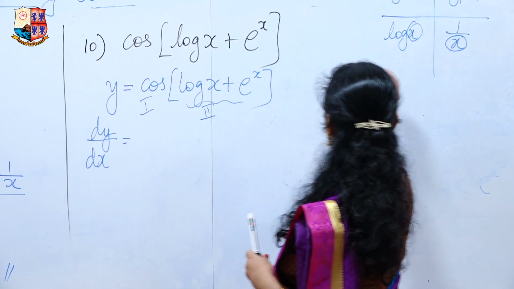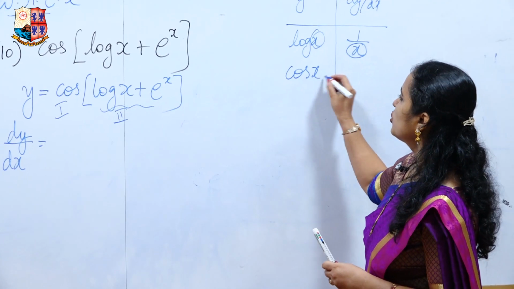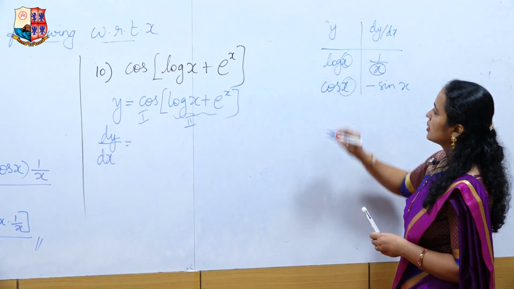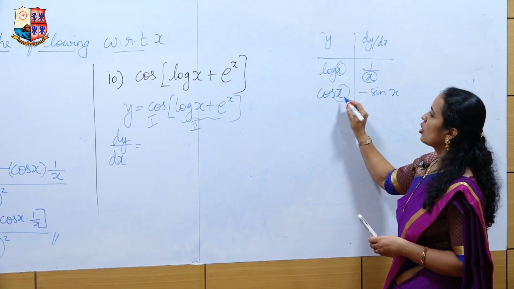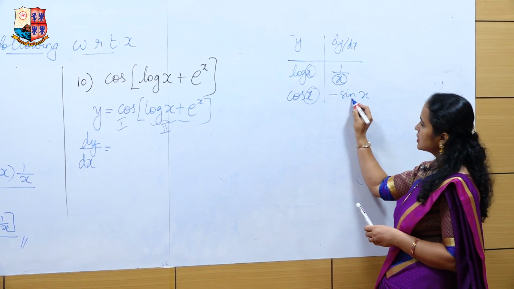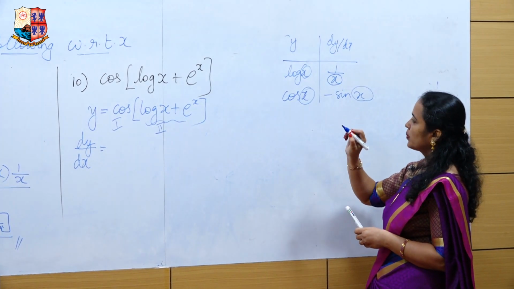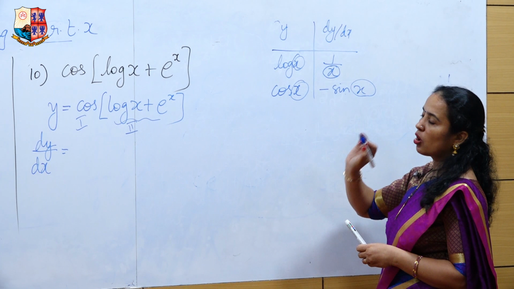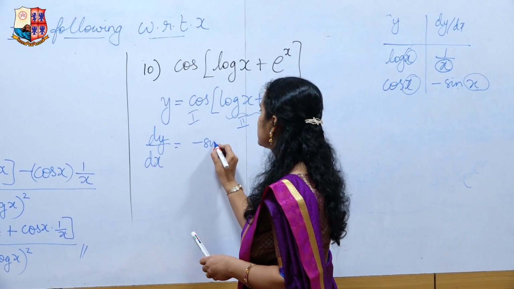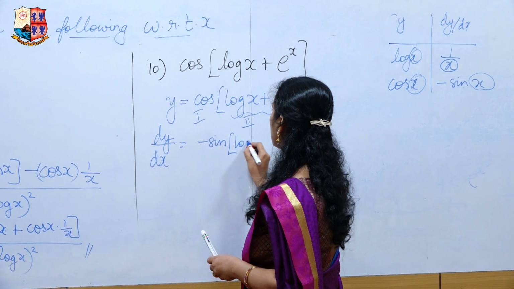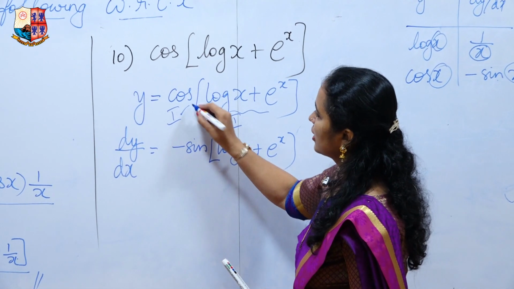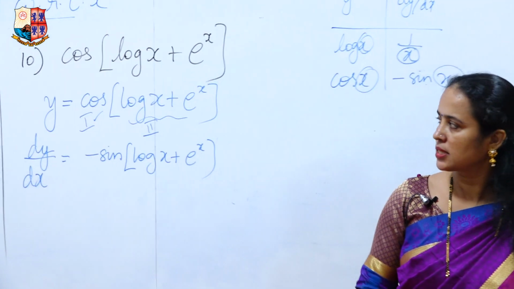Cos x, when you differentiate, you get minus sin x. Now here in the place of x you have log x plus e to the power x. So you will write it as it is, minus sin of, here you will write the argument as log x plus e to the power x. So minus sin of log x plus e to the power x. So done with outermost cos.